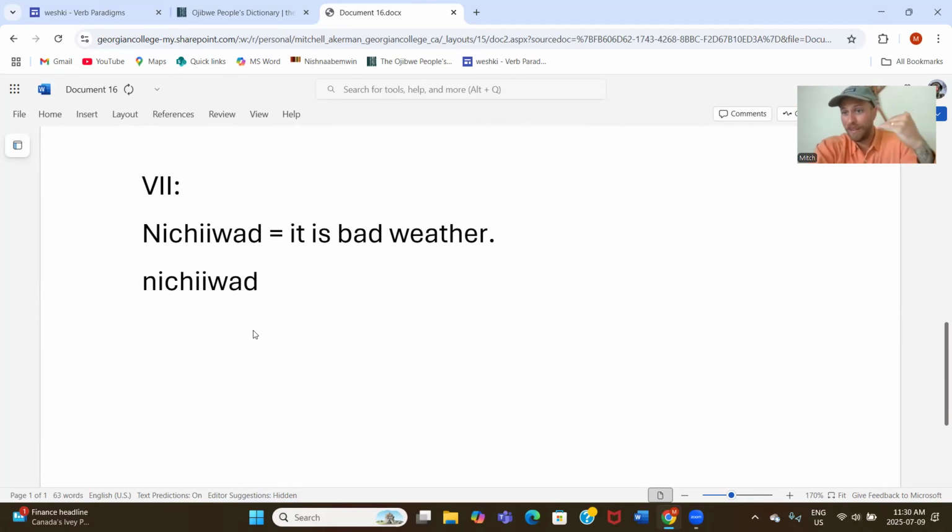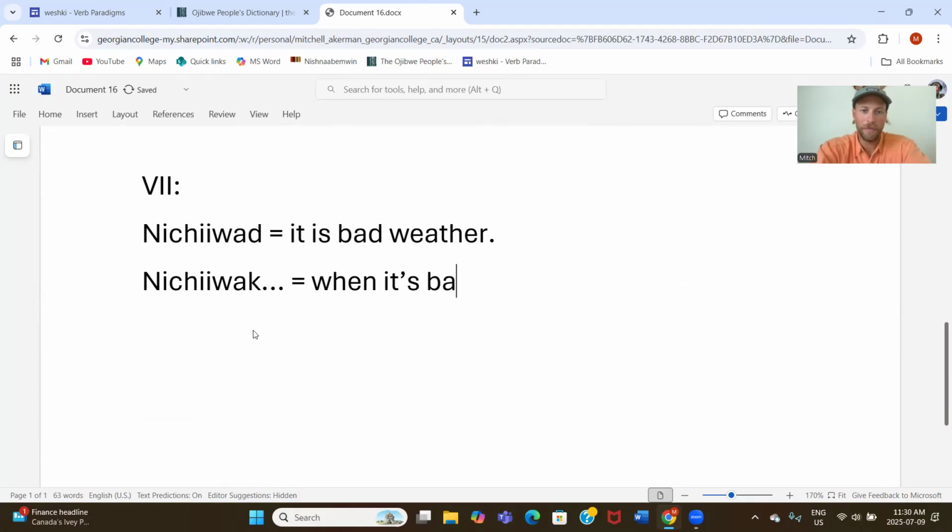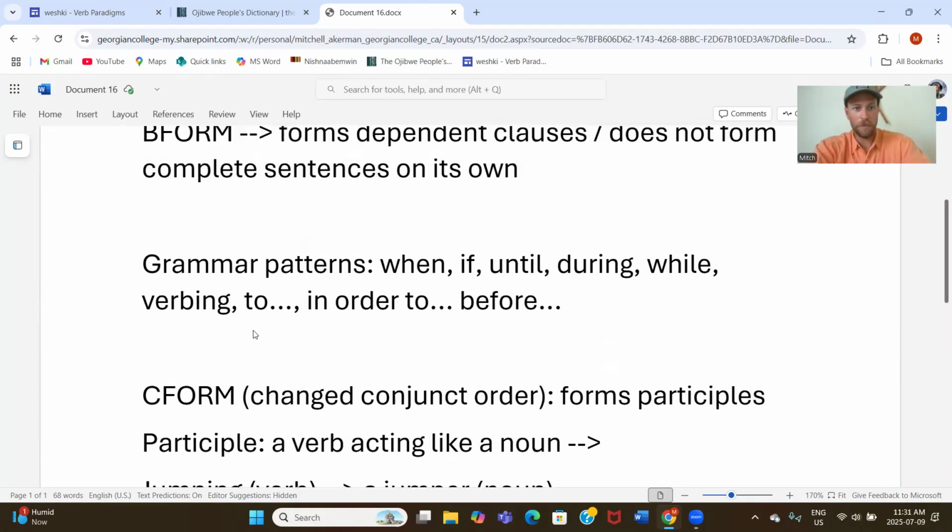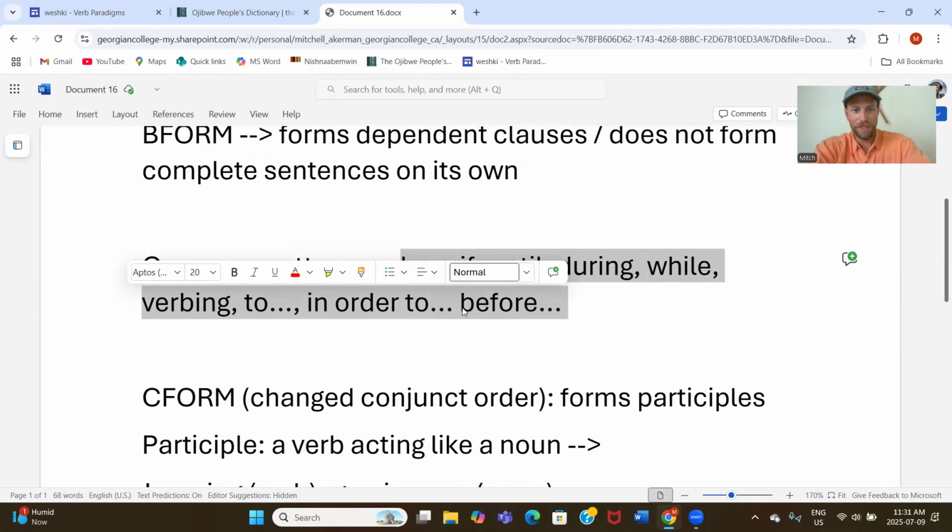Nichiwad, if I want to put it into B form, it's a VII that ends in a D. And to put that into conjunct order, that D becomes a K. Nichiwak, dot, dot, dot. Okay. When it's bad weather, or if it's bad weather, or until there's bad weather, or before there's bad weather, any of those B form little patterns that we talked about here, right? All these ones.